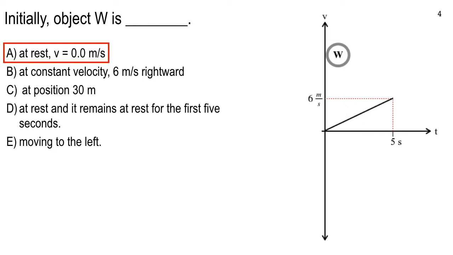Look at answer B, constant velocity, 6 meters per second. Constant velocity means your velocity graph is flat, same speed. Whether it's a negative number, lower half of the graph, that would correspond to leftward motion, or in the upper half, it's flat if it's constant velocity. This one's not.